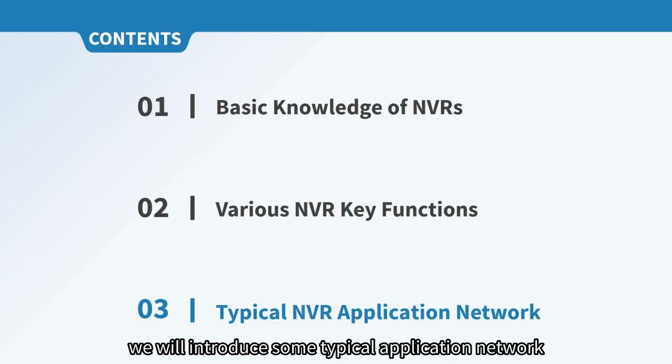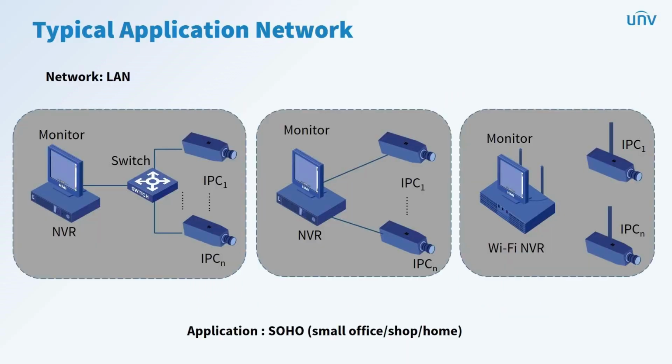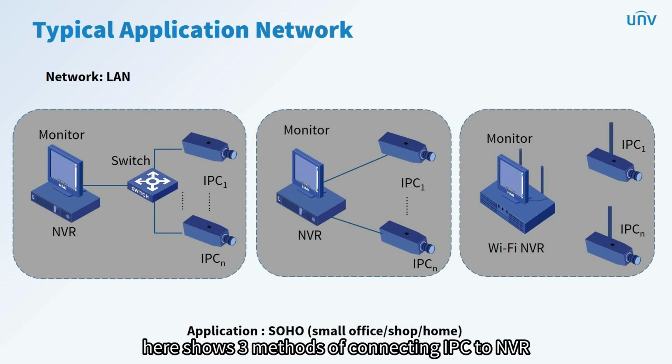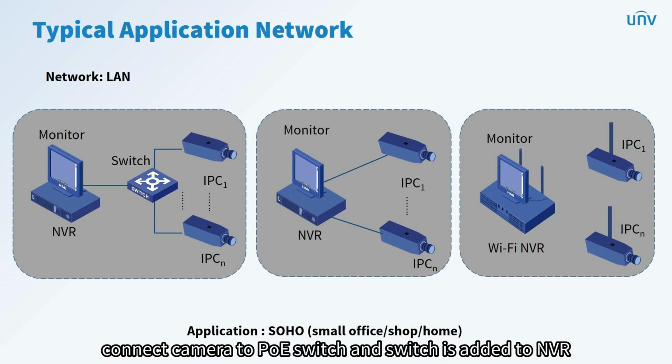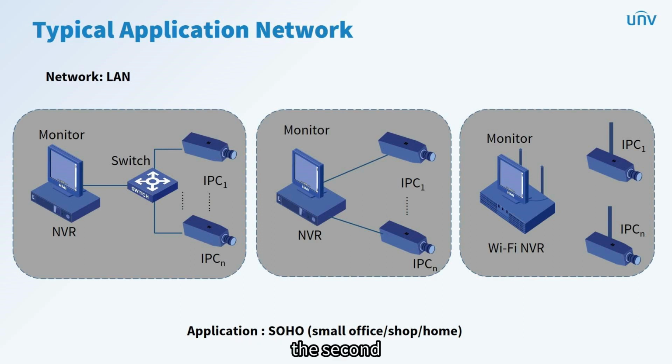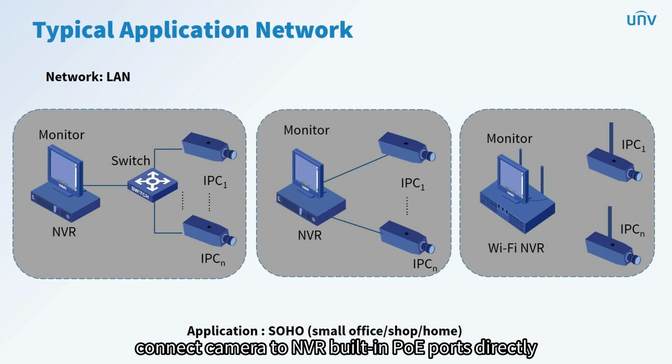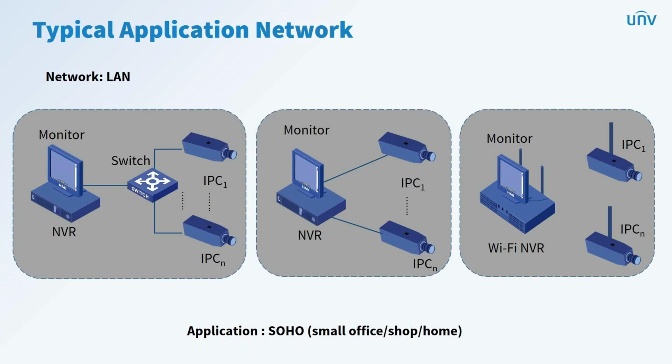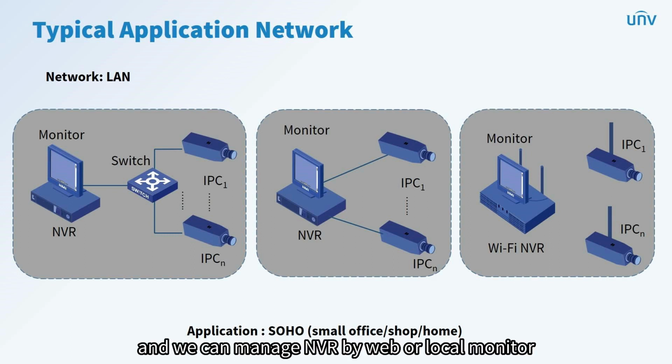In the last part, we will introduce some typical application network. For small scenarios, like office, shop and home, here shows 3 methods of connecting IPC to NVR. The first, connect camera to PoE switch, and switch is added to NVR. The second, connect camera to NVR built-in PoE ports directly. And the third, Wi-Fi connection. They are suitable for local area network, and we can manage NVR by web or local monitor.